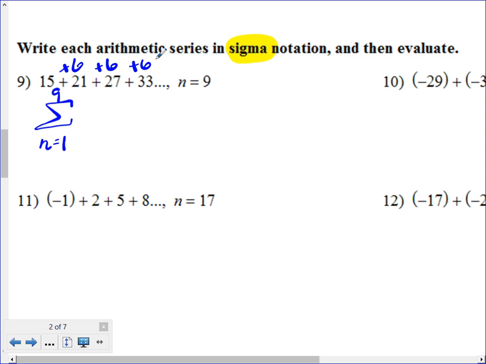Now, whatever the common difference is, that's, like we said earlier, the coefficient. So the coefficient here is 6. Now, if you plug 1 in, you're going to get 6, not 15. So all you have to think is this: how do I get from 6 to 15? Add 9.